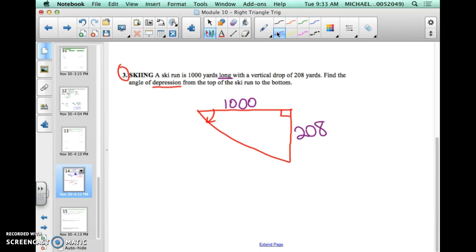In this case, we're trying to find the angle of depression. That is our unknown, so I can label that with x, from the top of the ski run to the bottom. So, in reference to the unknown angle, before it was given to us, now it's not, they give me the opposite side, and they give me the adjacent still. So I'm going to write tangent, because that's the trig function in question, opposite and adjacent. Tangent of x equals 208 over 1,000.